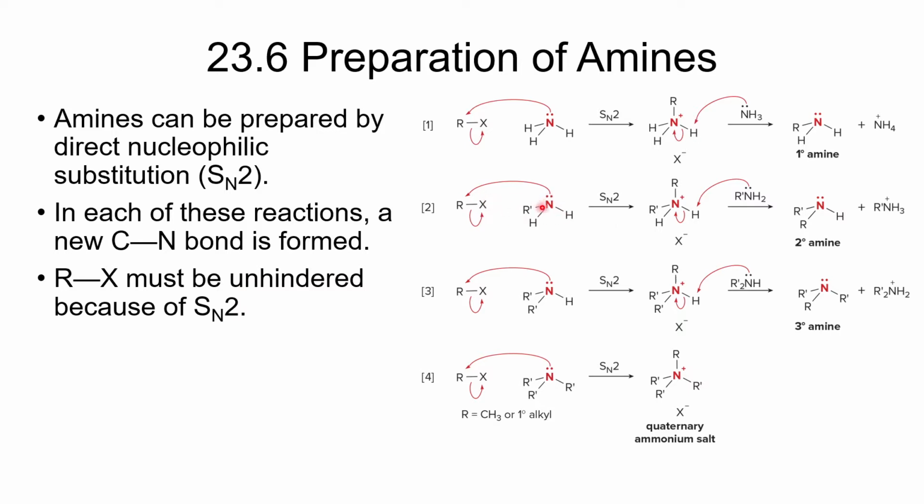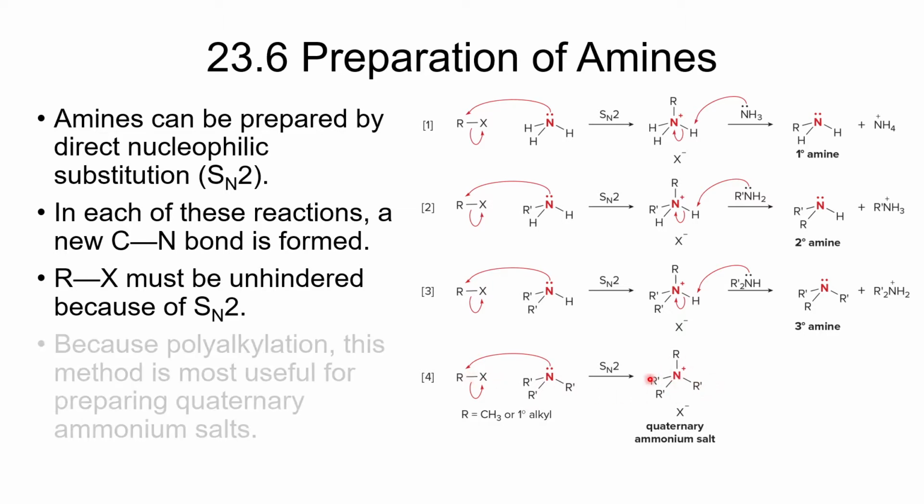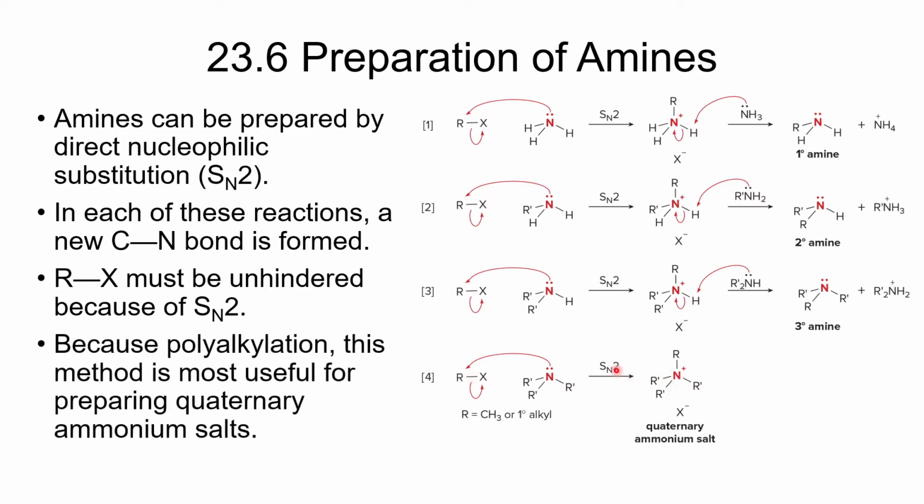If we have a primary amine and we treat an alkyl halide with that, we can get the secondary alkyl ammonium ion, and then we can deprotonate that and get the secondary amine. We can go another step with this. Take a secondary amine and treat it with an alkyl halide, and we can get a tertiary amine by doing the subsequent steps. And then finally, we can have a tertiary amine that reacts with an alkyl halide, and we can form a quaternary ammonium salt.